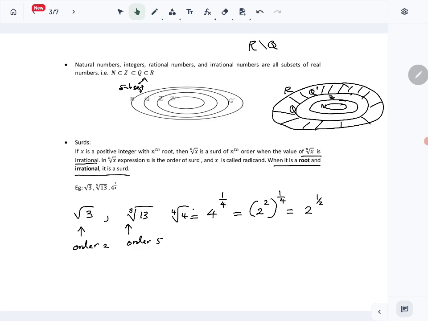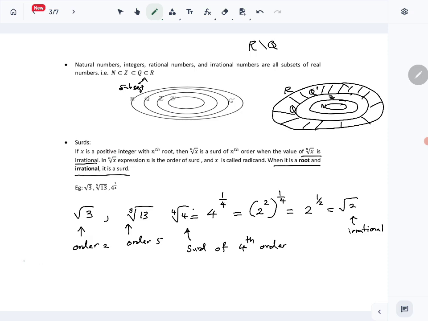So you can multiply the indices, no? 2 times 1/4 is half. 2 raised to half is the square root of 2, which is irrational. So the value of this is an irrational number. The 4th root of 4 is irrational. That means the 4th root of 4 is a surd of 4th order, right? So that is how you identify surds, right?